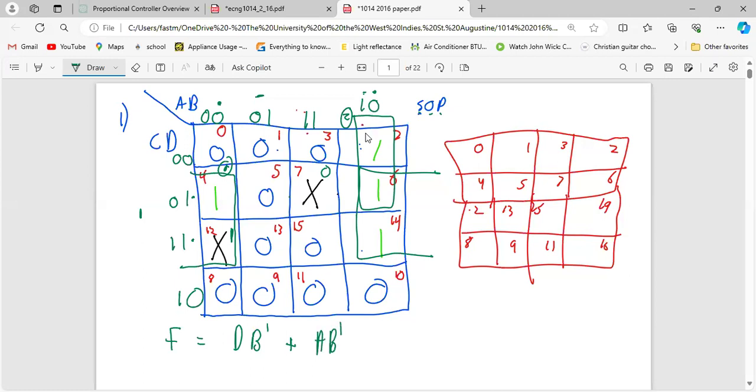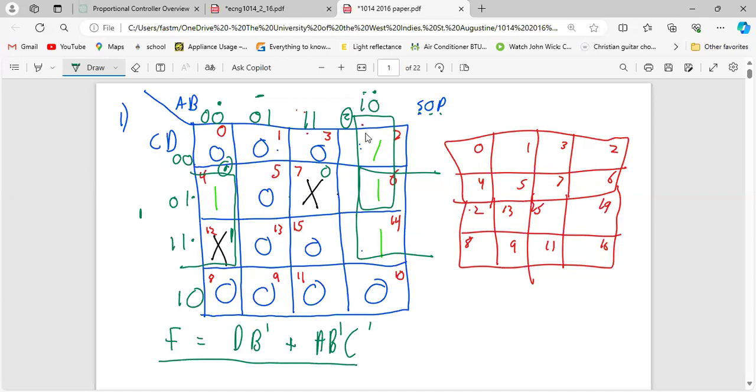And then in the horizontal now, D is not common because it changes. So C prime is common. So therefore that will be in the, yeah, in it. Yeah? And that is it. That's the answer when you name the boxes.